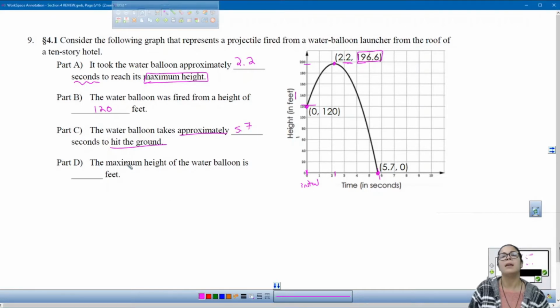And then lastly, the maximum height of the water balloon will be the y value here, right? This is the height, which is 196.6. Okay.